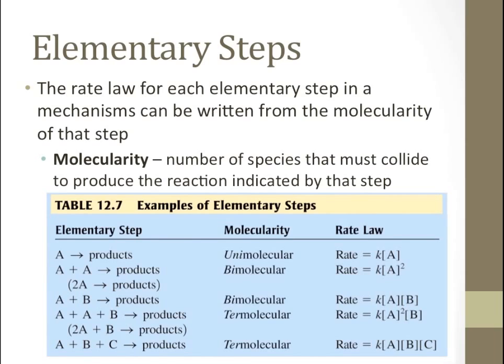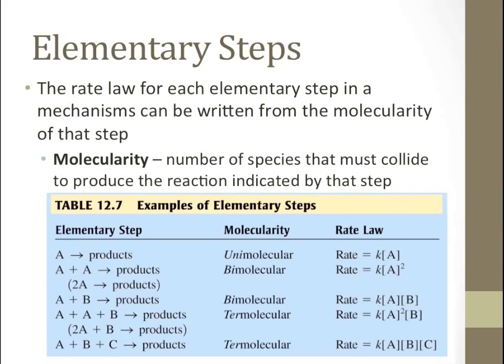In order to fully accept a proposed mechanism, we must also look at the molecularity of its rate-determining step. The molecularity of a particular step is the number of species that must collide in order to produce the reaction indicated by that particular step. The molecularity determines the rate law for that step. For example, if a step has only one reactant, A, it is considered unimolecular and has a first-order rate law in A. If a step has two of the same reactant, A plus A, it is bimolecular and is second order with respect to A.